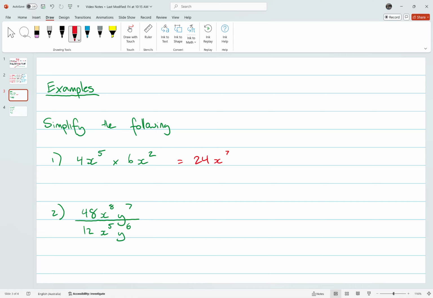Going into the second example, we have 48x to the power of 8 y to the power of 7 over 12x to the power of 5 y to the power of 6. Let's first of all look at those coefficients. 48 divided by 12 equals 4. And now x to the power of 8 divided by x to the power of 5. That second index law told me that I need to subtract the powers. So it's just x to the power of 3. And then y to the power of 7 divided by y to the power of 6 is y to the power of 1. However, whenever you have a power of 1, you can really just get rid of it. So we have 4x to the power of 3 y.